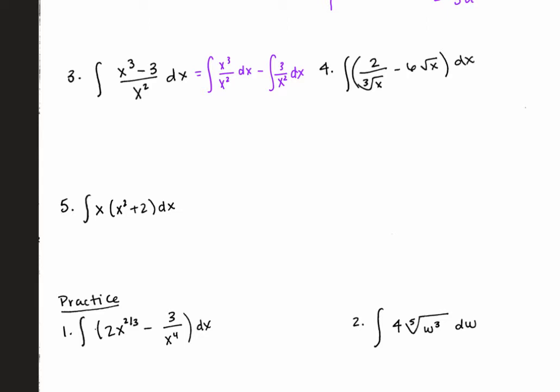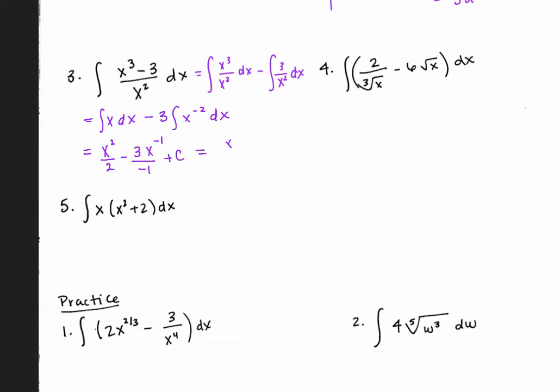And so then I can simplify this a little bit. X to the third over x squared is just x. And then I'm going to pull out the 3 from the second integral and move the x squared to the top so that I can use the power rule. So I'm going to take the integral of each of these separately. I'm going to add 1 to the exponent and divide by the new exponent, and do the same thing in the second fraction. Add 1 to the exponent and divide by my new exponent, plus c.